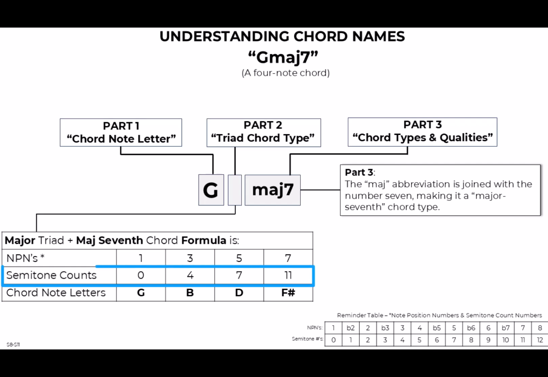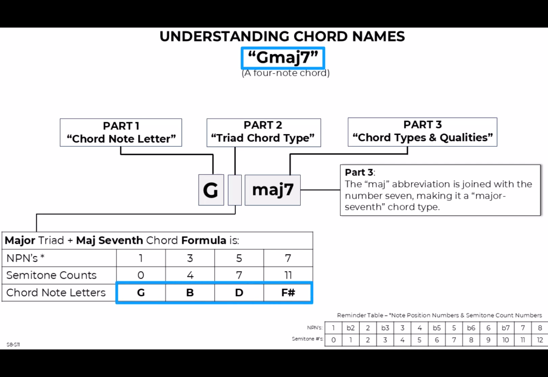Again, using semitone count numbers to form this 4-note chord, we see that the first note letter is a G note, the 0 semitone count, the 4 count is a B note, the 7 count is a D note, and the 11 count is an F sharp note. Thus, a G major 7th chord is formed with the notes G, B, D, and F sharp, no matter what octave I play them in. So no exceptions, and they never change.